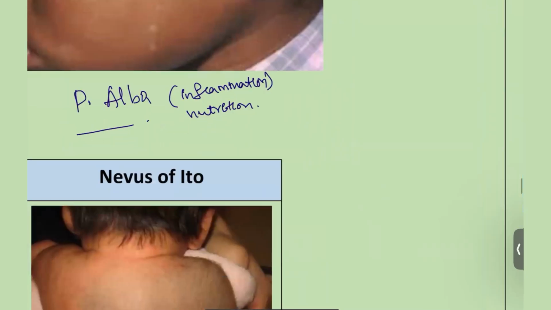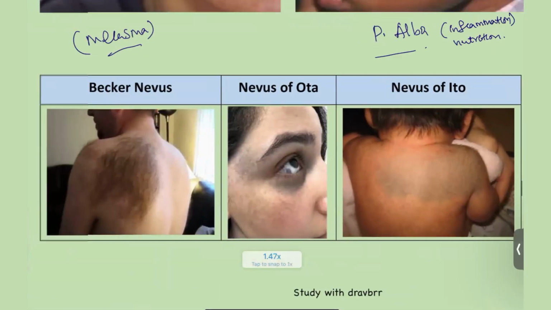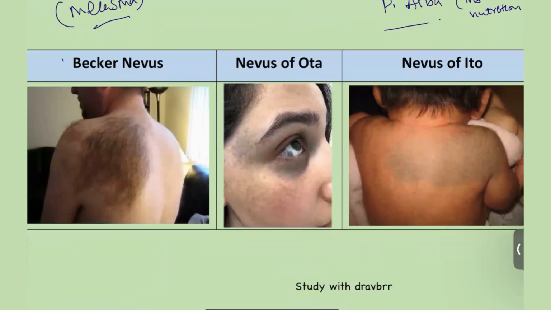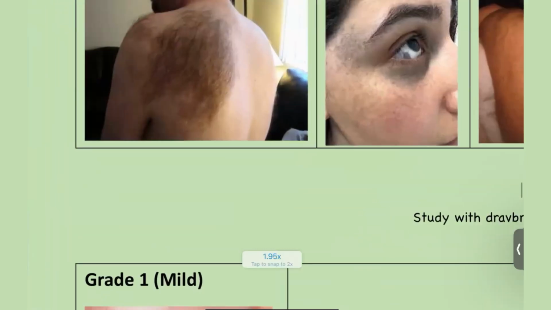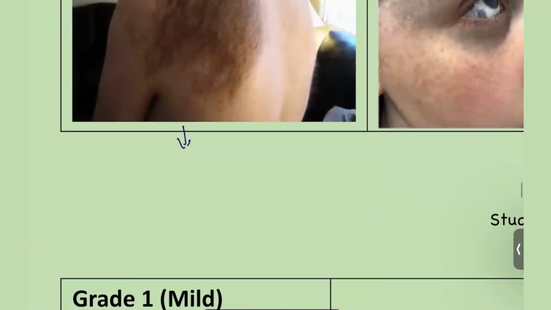Nutrition deficiency is self-limited only. Next, three differences that you have to know: the Becker nevus, nevus of Ota, and nevus of Ito. What does this mean? Okay, so Becker nevus is most commonly seen in patients who are associated.